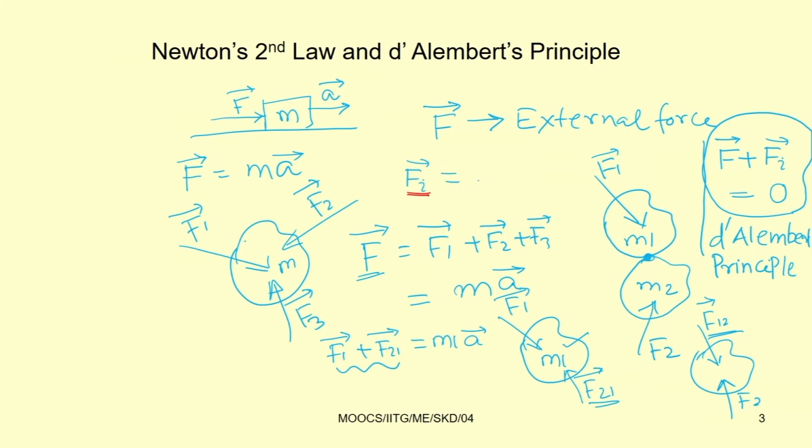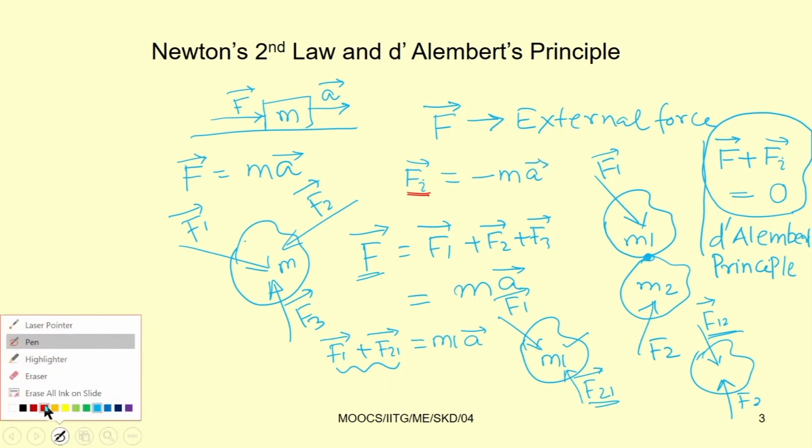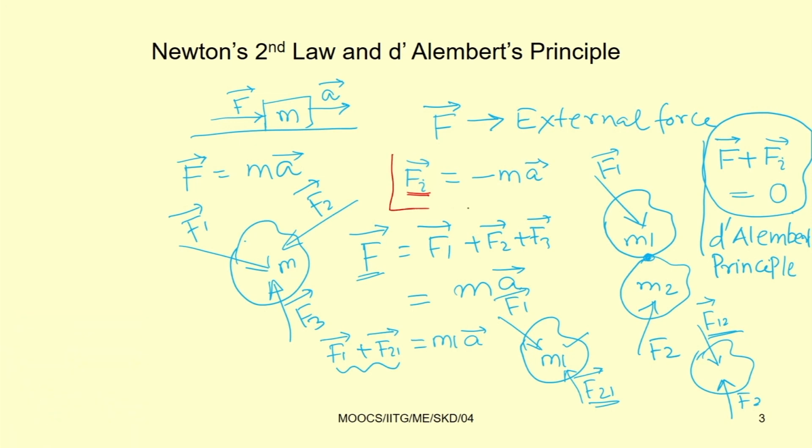So, Fi equal to minus m into A. This is the inertia force, minus m into A. In this Newton's second law, F equal to ma, if you take this ma to the left hand side, this becomes F minus ma equal to 0. This minus ma can be written as Fi. So, this becomes F plus Fi equal to 0.